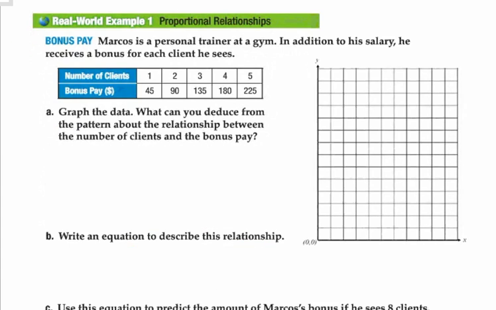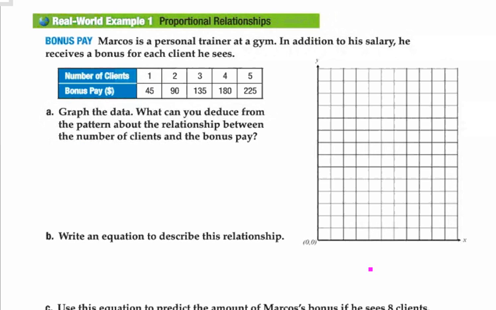All right, real world example 1. It says Marcos is a personal trainer at a gym. In addition to his salary, he also receives a bonus for each client he sees. So we're looking at the number of clients that he has and then the bonus pay that he gets for them. We're supposed to graph this data, and then, what can we deduce from the pattern about the relationship between the number of clients and that bonus pay? Okay, pattern: a lot of times that word is synonymous with slope. They mean the same thing. So basically we're going to look for the slope of this.